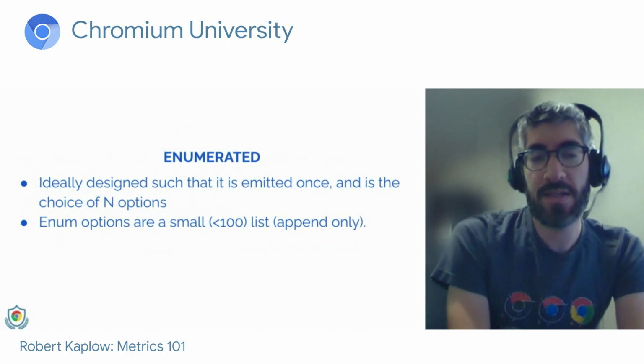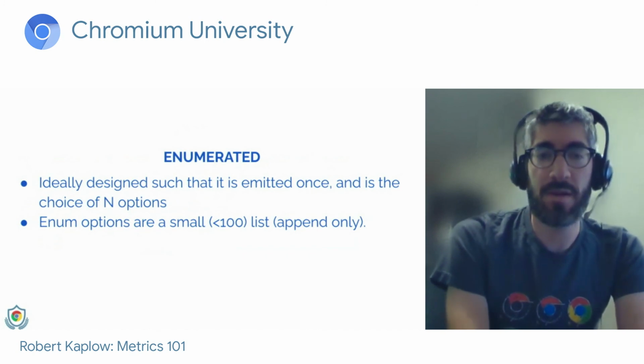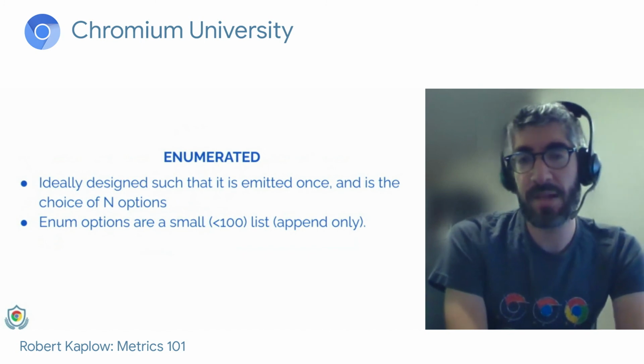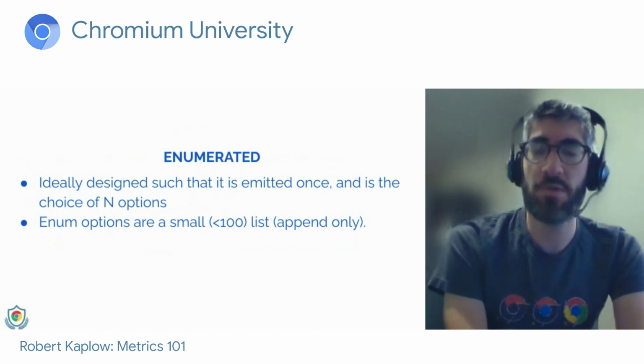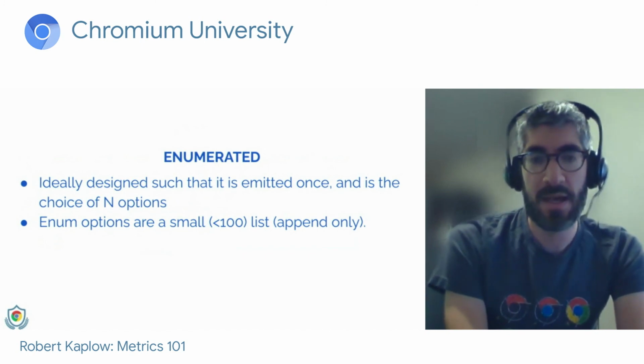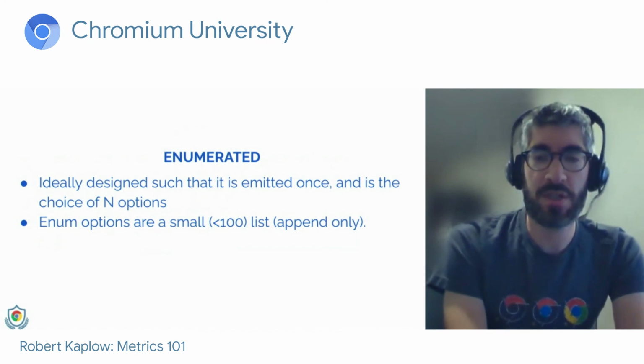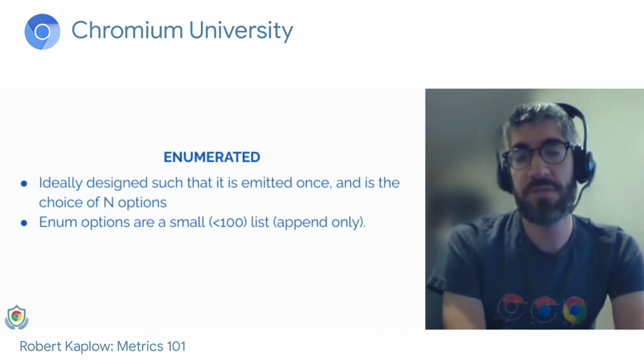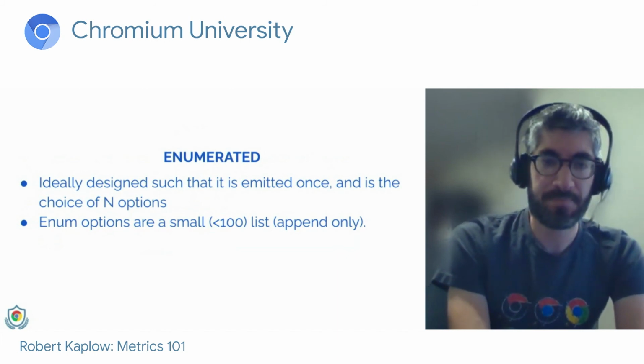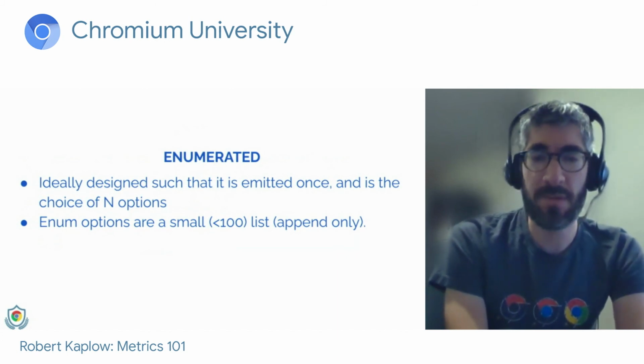An ideal design of an enumerated histogram is one where it's emitted just once, and it is a choice of n different options. So in the example I gave, if you just count the total count across all the buckets, this is just how many tabs are opened. And if you look at the percentage for each bucket, it's just the percentage of time it was opened in this fashion.